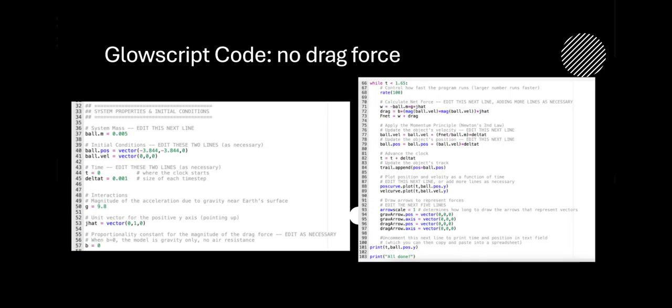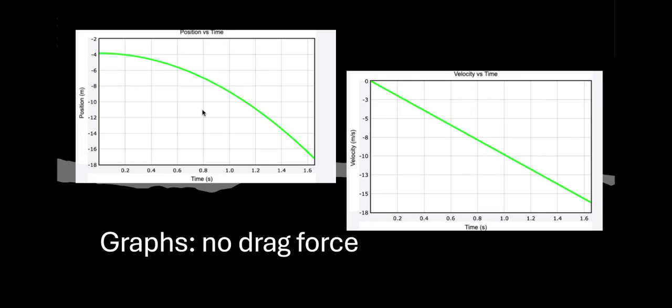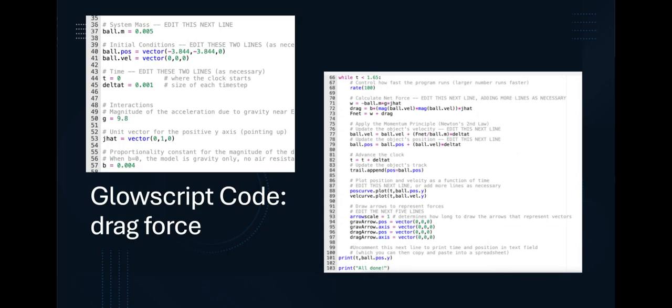So for the first GlowScript code, which did not take into account drag force, we set b equal to 0, and F net was just equal to the force of gravity. And then here are the graphs that computational model produced. So as you can see, the velocity versus time is just a linear straight line pointing down, which means that the acceleration versus time is just a constant value, which is equal to the force of gravity.